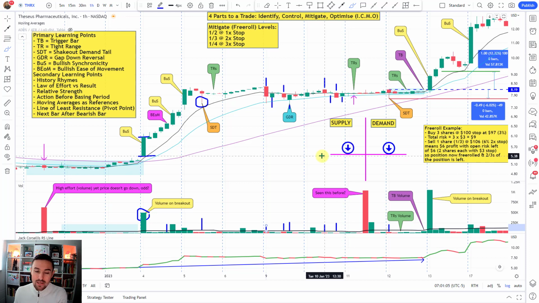There isn't much supply. So when you see a quote unquote bearish bar coming through, on the very next candlestick, you want to see either a bullish reversal candlestick, so that could be a bullish synchronicity bar, bullish ease of movement bar, or a bullish absorption bar. So that could be a tight range bar, it could be a shakeout demand tail, so on and so forth. It could be a gap down reversal bar as well, could be an inside bar, which can combine with a tight range bar, shakeout demand tail, so on and so forth, right? That is what you are looking for, just a little subtlety there.